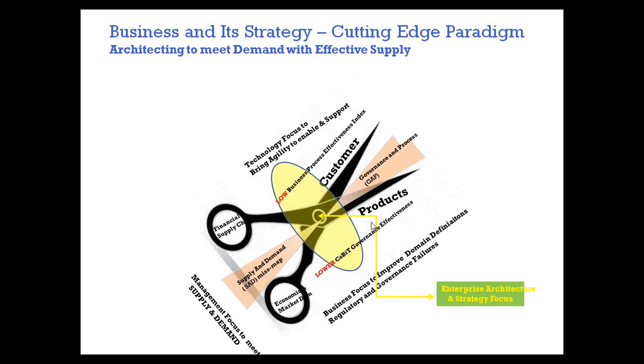Now let's look at the very effective picture of a scissor cutting. That means we don't have a governance gap, we don't have a supply and demand mismatch, we have an effective business process index, we have business focus on effective domain modeling, and we have technology focus which has improved the process excellence, and management has got a better profit and loss.